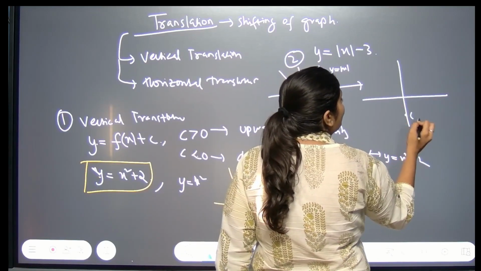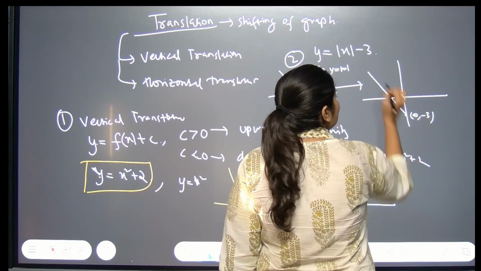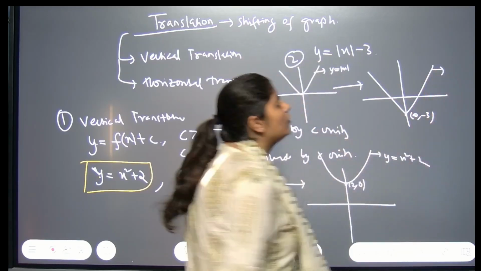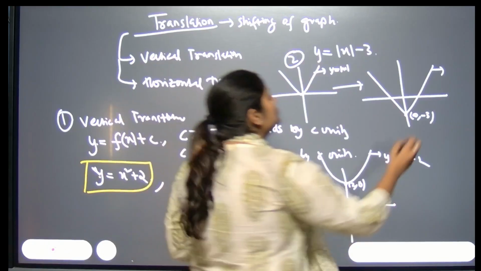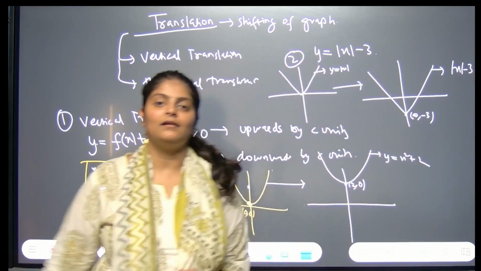This point would become 0 comma minus 3, and the graph will vertically shift downwards by 3 units. So this would be the graph of mod x minus 3. Right?